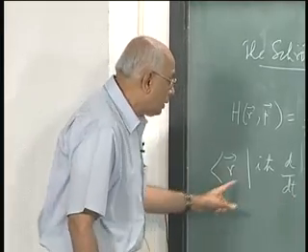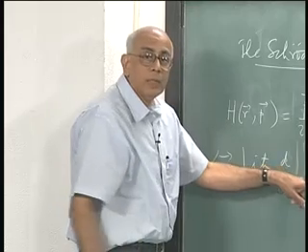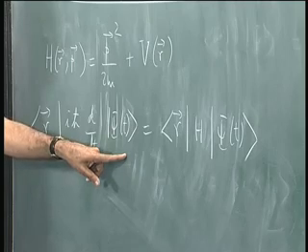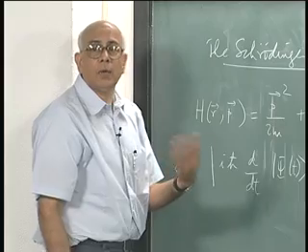But now what is this equal to? Well, I can pull this d over dt outside and then it acts on this alone, but then the representative <r|psi of t> is what I call the wave function.